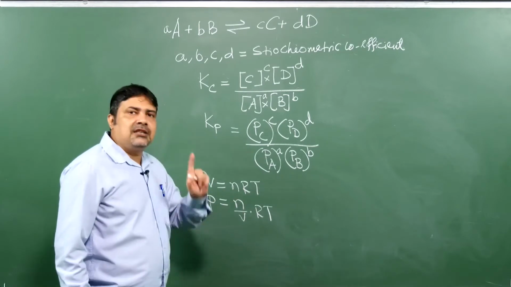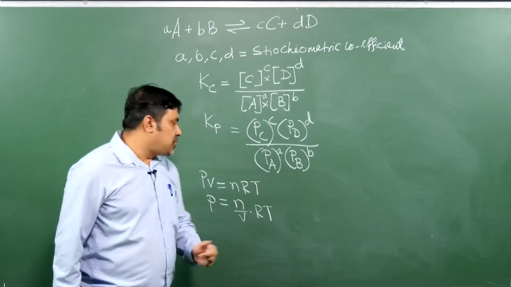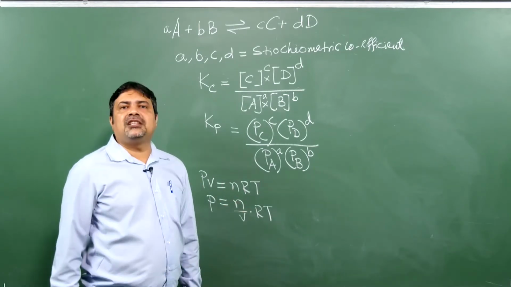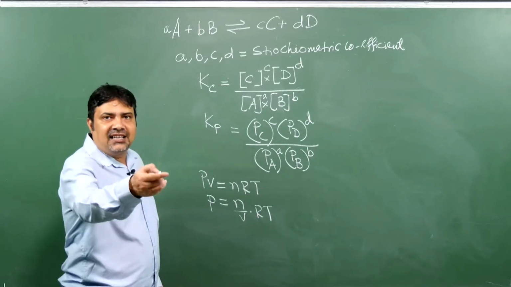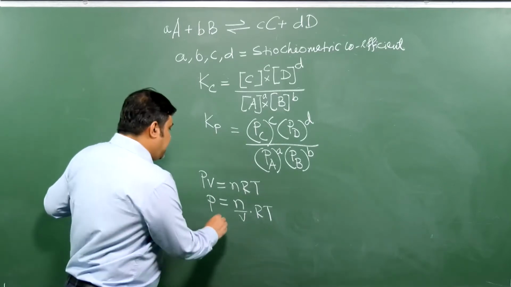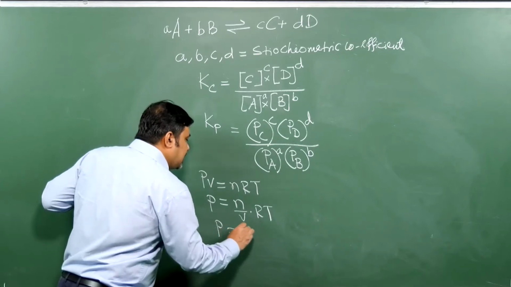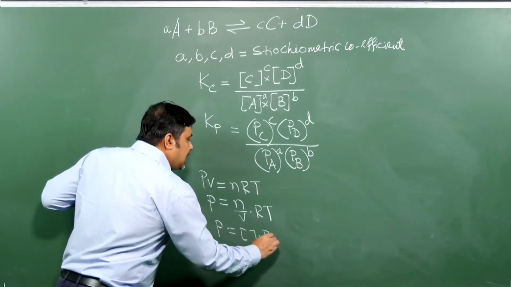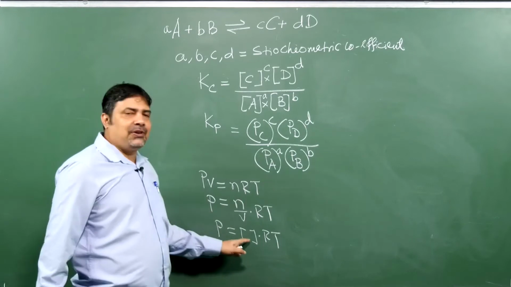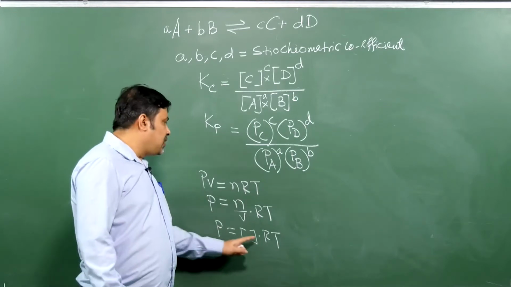n by V is nothing but the number of moles by volume, which is molarity. And molarity is nothing but the active mass. So P will be equal to the active mass into RT, because active mass is nothing but a molar concentration. We can write it this way.